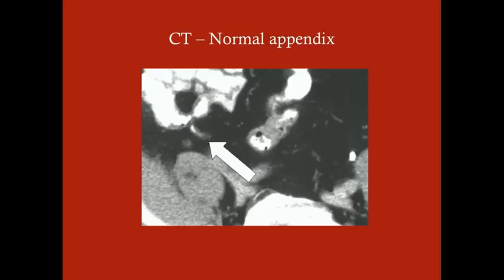Okay, so here's a CT of a normal appendix. Now remember, I said get a CT with contrast, and the contrast is the important part, because in a normal appendix, the contrast will fill the appendix. It'll fill the appendiceal lumen. In appendicitis, we have blockage of the appendix, and so what you're going to see with appendicitis is no contrast in the appendix.